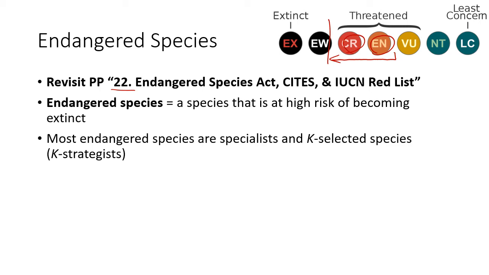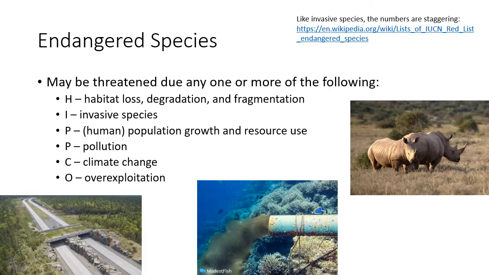Most endangered species are going to be your specialists, and they're going to be your K-selected species. Just like invasive species, I would invite you to look at the list of endangered species that the IUCN Red List has identified on Wikipedia. It again is mind-blowing how many there are. And these endangered species can be threatened with any one or more of the following.